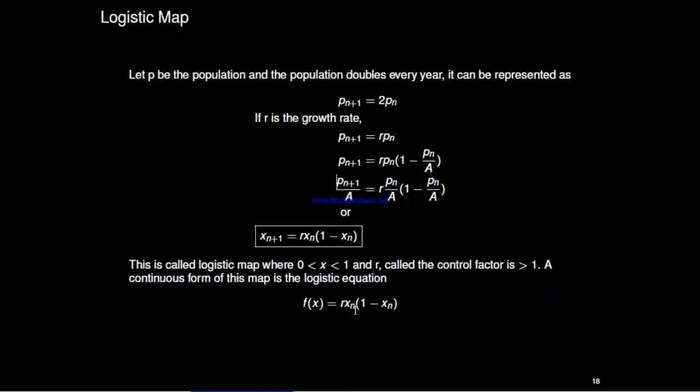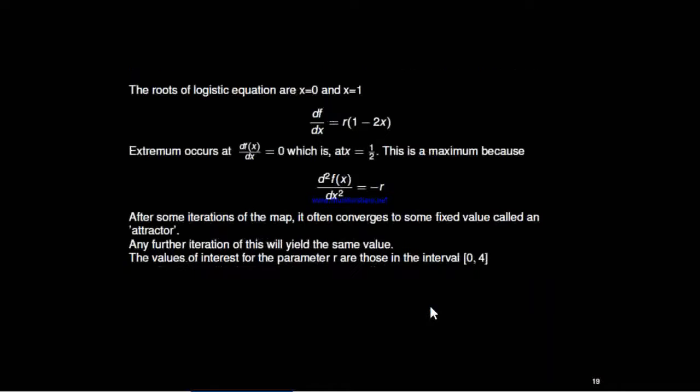Then when xn is equal to 0, the left side is equal to the right side, which is equal to 0. The equation is 0. So these two roots are xn is equal to 0 and xn is equal to 1. And the differential is r into 1 minus 2xn. When the differential coefficient is equal to 0, that is 1 minus 2x is equal to 0, we have x is equal to 1 by 2.